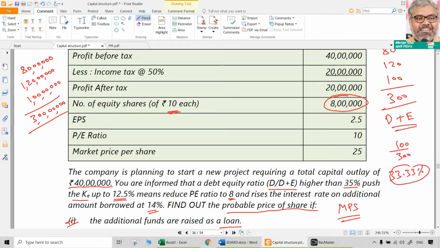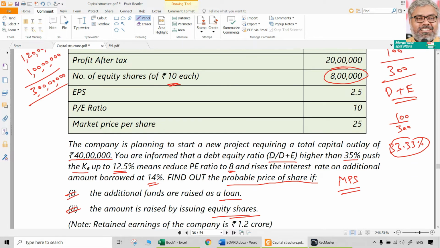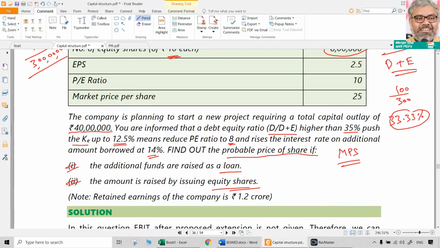Already 33.33% is the debt by debt plus equity ratio. Let us call it as debt equity ratio. It is also one of the formulas for debt equity ratio, so we can call that also. So currently debt equity ratio is only 1/3, that is 33.33%, which is okay. And if you raise new funds through equity, then debt equity ratio will not increase, rather it will decrease, because denominator is increasing, numerator is not increasing. So in the second scenario, there is no way that debt equity ratio will change. But in the first scenario, will debt equity ratio change? Of course it will change.